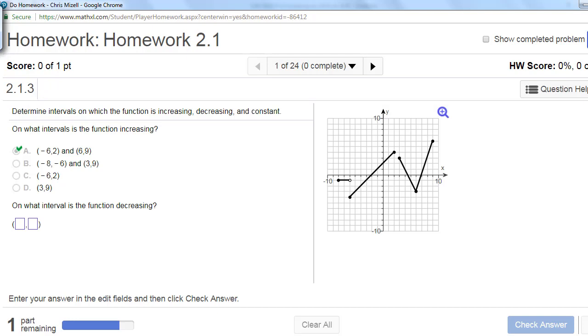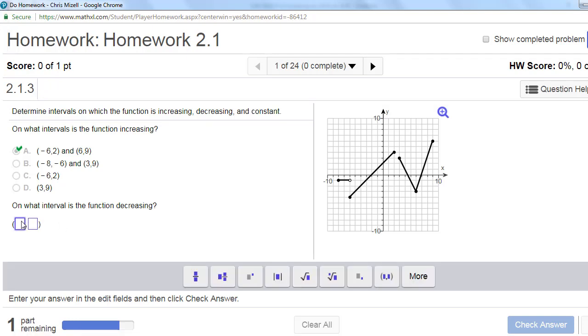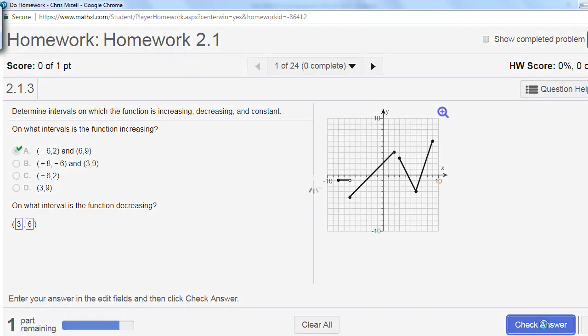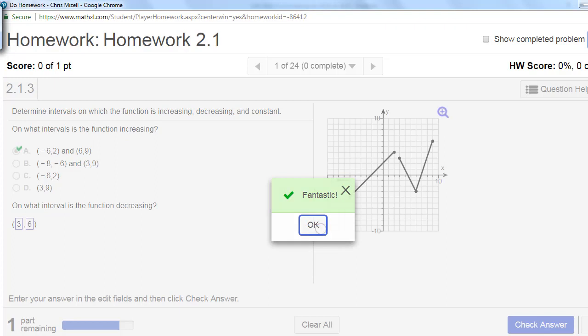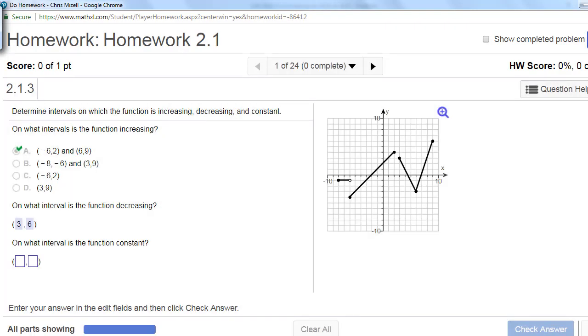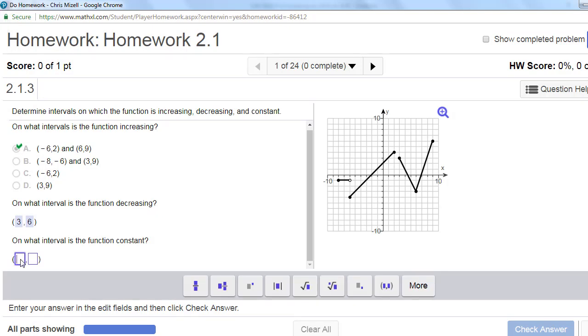And on what interval is the function decreasing? Okay, so we have to input the coordinates. It's decreasing. The x-coordinate is 3 where that starts. The x-coordinate is 6 where it stops decreasing. And then constant. The x-coordinate is -8. And then the y-coordinate is -6 where it stops being constant and kind of jumps downward and begins to increase from there.